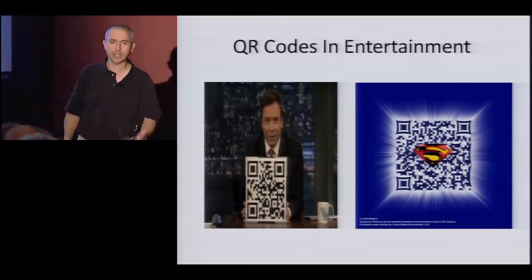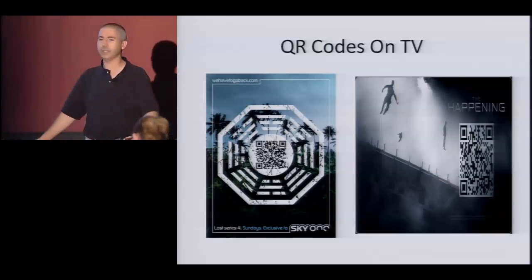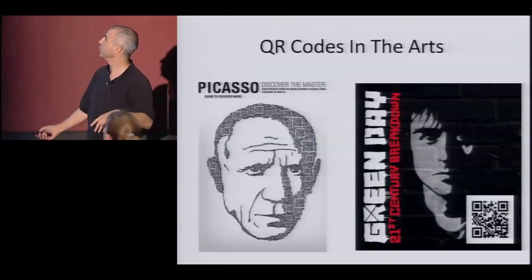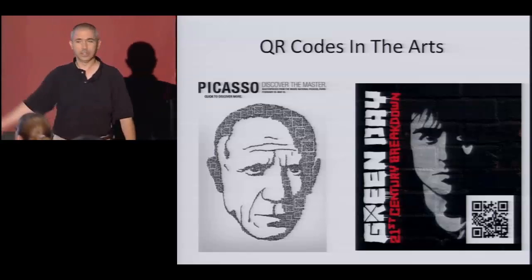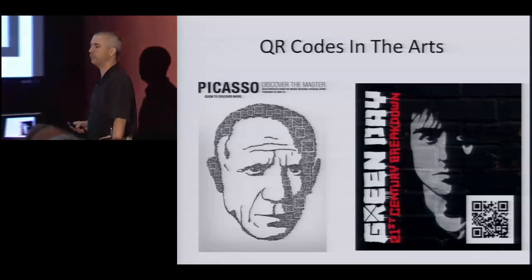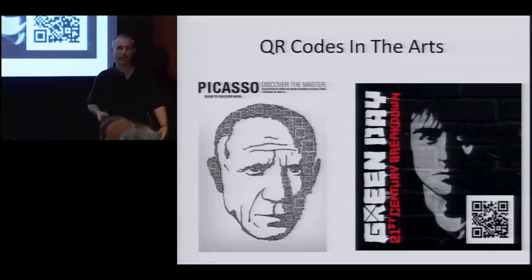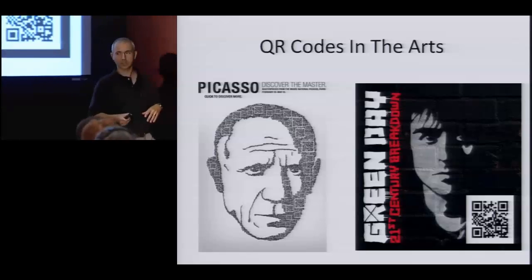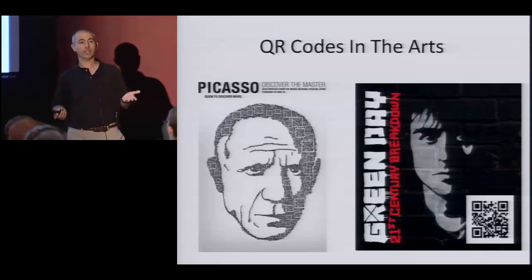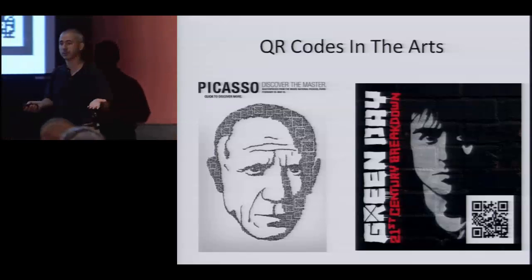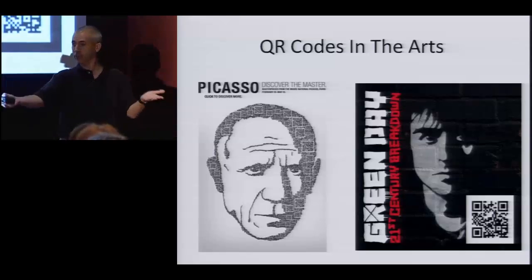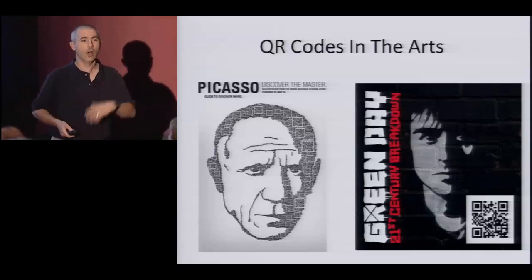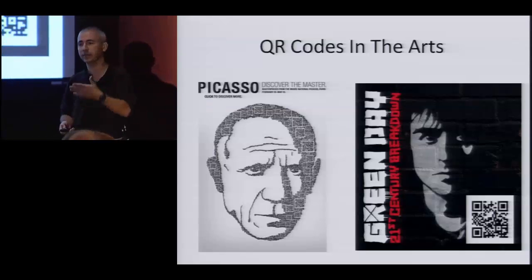So you're going to see them in entertainment. You'll see them on TV. You'll see them in magazines. You'll see them in all sorts of different places. You'll see them in the arts. This is a poster of Picasso, and his hair is a bunch of QR codes. I imagine you can figure out where these QR codes may go. Where do you think? His pictures, information about his paintings. So these QR codes can take you off to websites, and they can contain information.